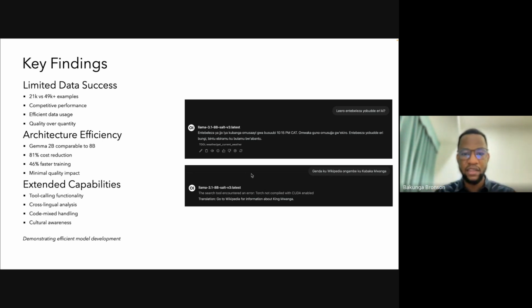Because you can see the second example, we kind of mention it, Kabaka Mwanga, Kabaka means king, and it was able to capture that context and give you the translation in that particular case. And this is one of the models that we trained. So we can go to the next slide.